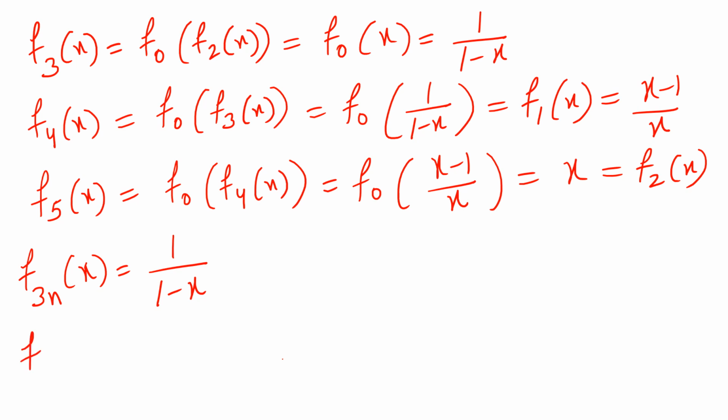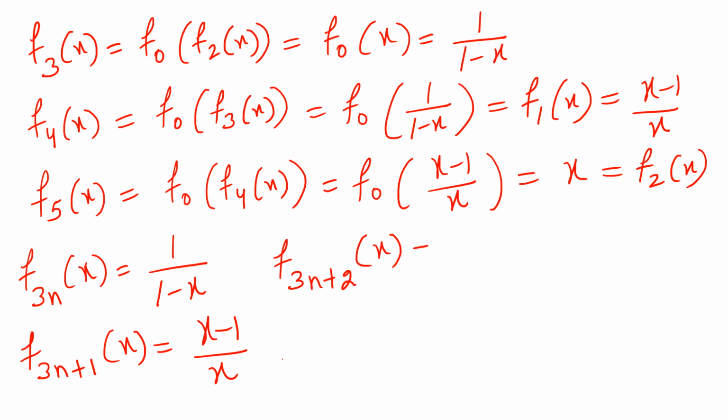All those functions whose subscripts leave remainder 1 when divided by 3, they are all equal to x minus 1 whole divided upon x. And finally, all those functions whose subscripts leave remainder 2 when divided by 3, they are all equal to x. Fine.